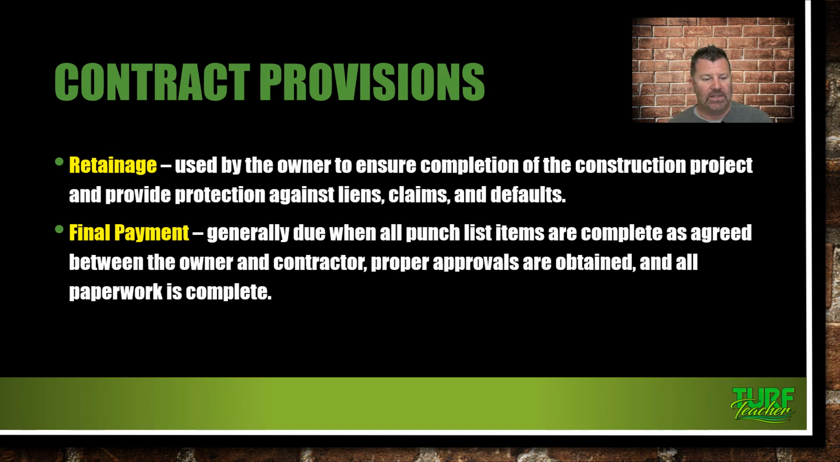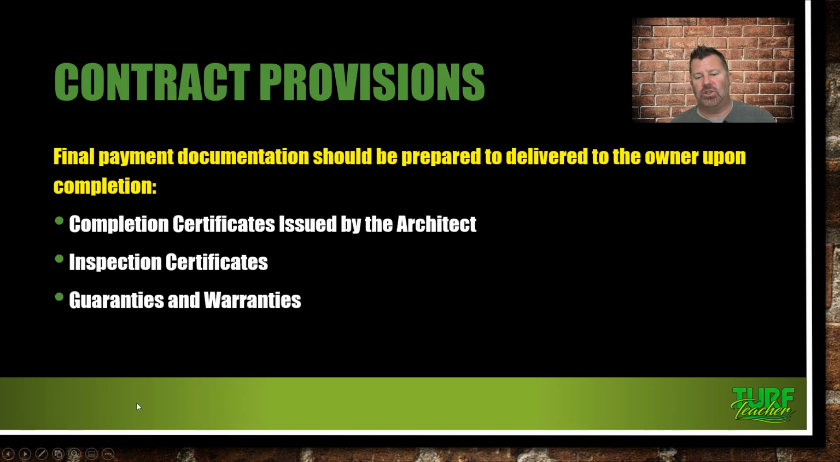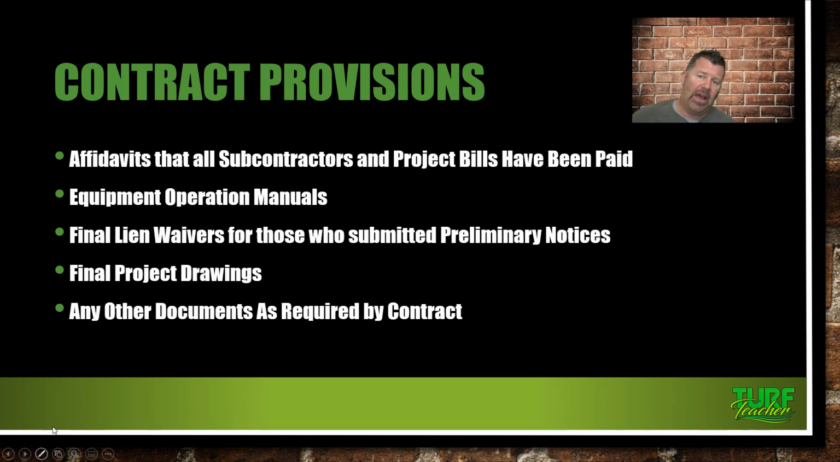Then final payment, generally due when all punch list items are complete as agreed between the owner and contractor and proper approvals are obtained and all paperwork is complete. More paperwork, yes, always. And then final payment documentation should be prepared to deliver to the owner upon completion. Completion certificates issued by the architect, inspection certificates, and even guarantees and warranties. Sometimes you may not get final payment until 1 year after, because you've got to guarantee the plant material for 1 year or at least one growing season.